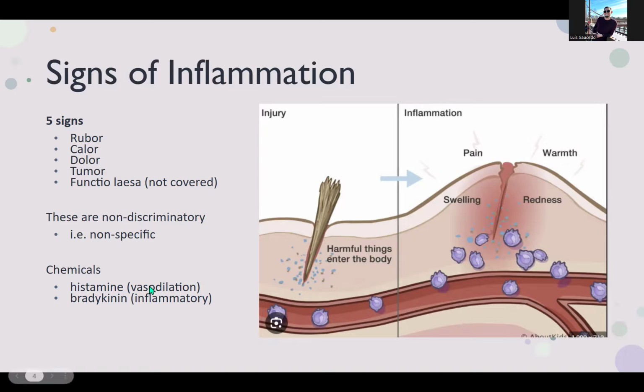So histamine is released. That is involved in the vasodilation to make the arteries or the veins bigger to let more white blood cells or other cells get to that area. And then bradykinin is an inflammatory chemical that actually triggers inflammation in that specific area. Basically what we're trying to do is slow down or keep all of these blue little particles, I'll call them bacteria or microbes, from going anywhere else.